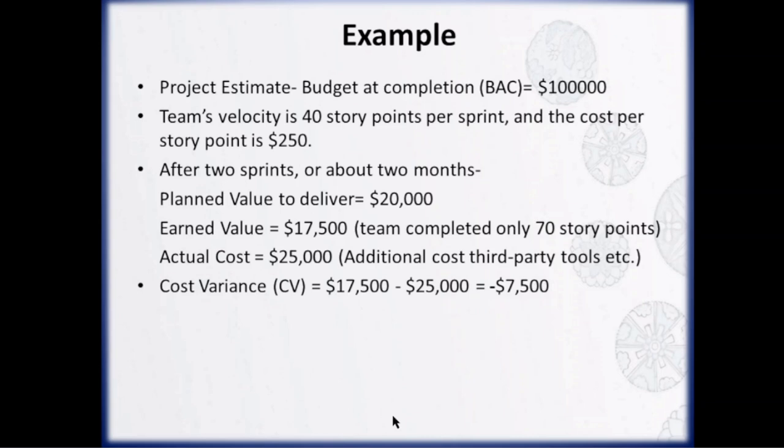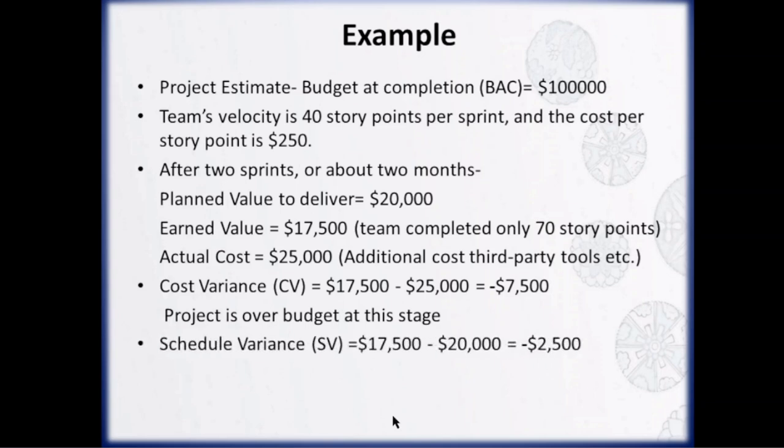Now let's calculate variances. Cost variance is calculated by subtracting actual cost from earned value. So in this case, it's 17,500 minus 25,000, which equals negative 7,500. Since the cost variance is negative, it means the project is over budget at this point. In other words, we have spent more money than the value we have earned so far.